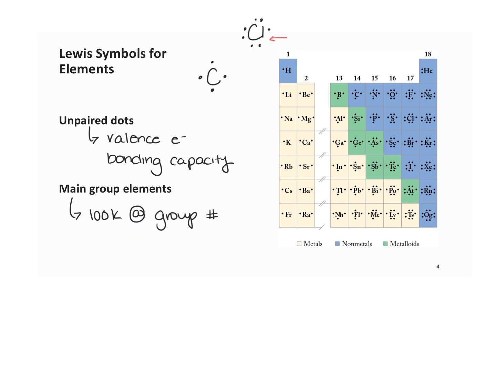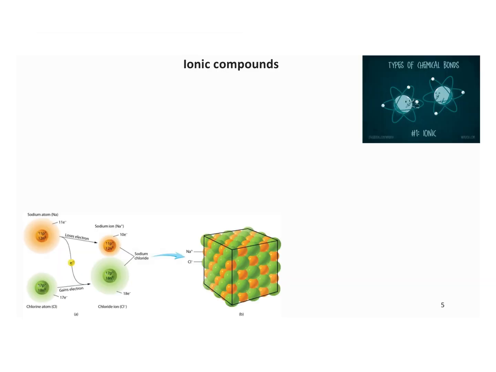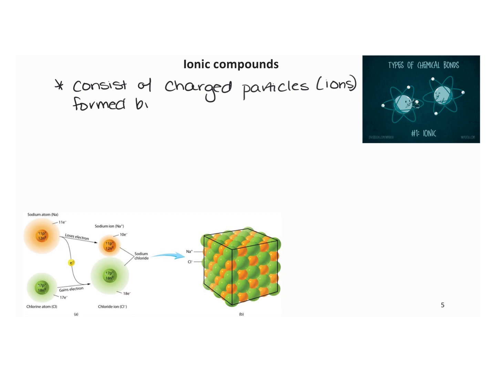Okay. So let's look at how ionic compounds form. When we talk about ionic compounds, these consist of charged atoms or particles, which we call ions. And these are formed by the transfer of electrons between atoms.